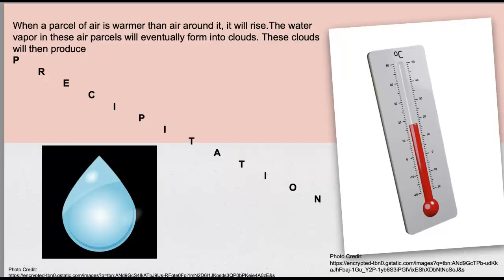We know that when a parcel of air is warmer than the air around it, it will rise. Then the water vapor in the air parcels will eventually form into clouds, and those clouds will then produce precipitation. And precipitation is necessary for life on Earth.